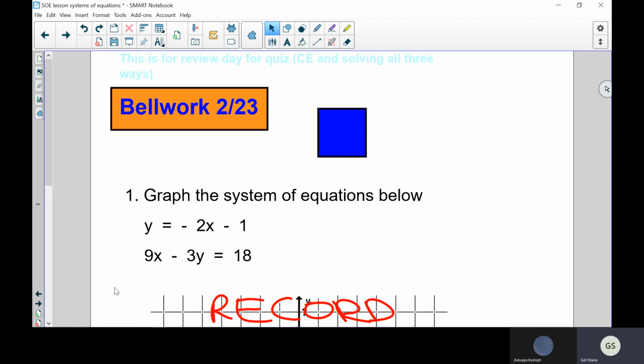That's your solution. So, because that's your solution, you need to do a very good job of graphing the two lines. Make sure you draw a straight line.